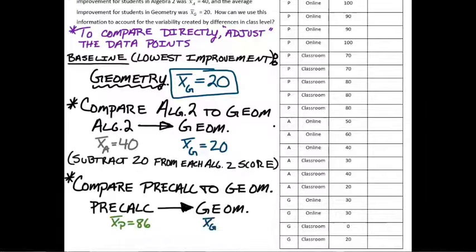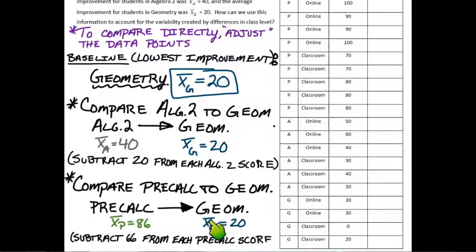Geometry again had a mean of 20. So now since we're using 20 as our baseline, we're basically going to subtract 20 from all the pre-calc scores. So subtract, not 20, I mean 66. What's the difference between 86 and 20? 66. So subtract 66 from each pre-calc score.